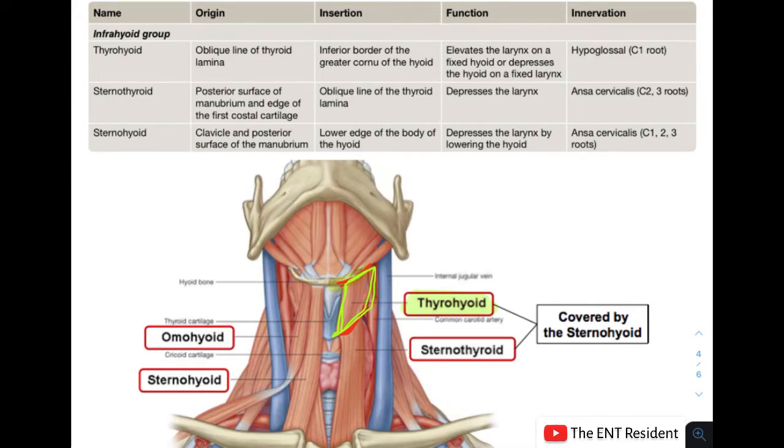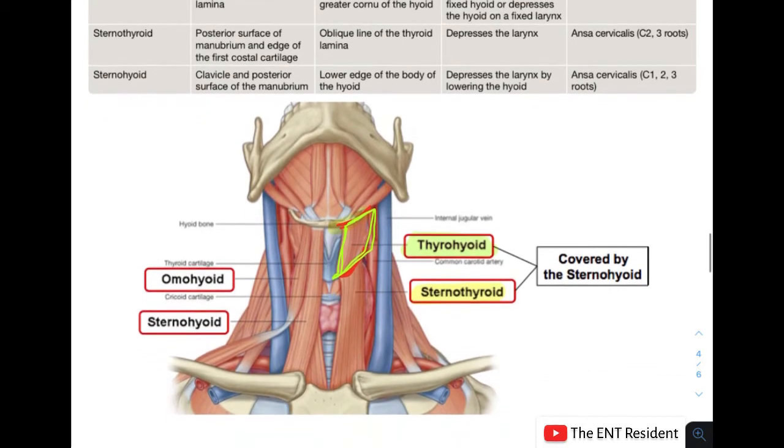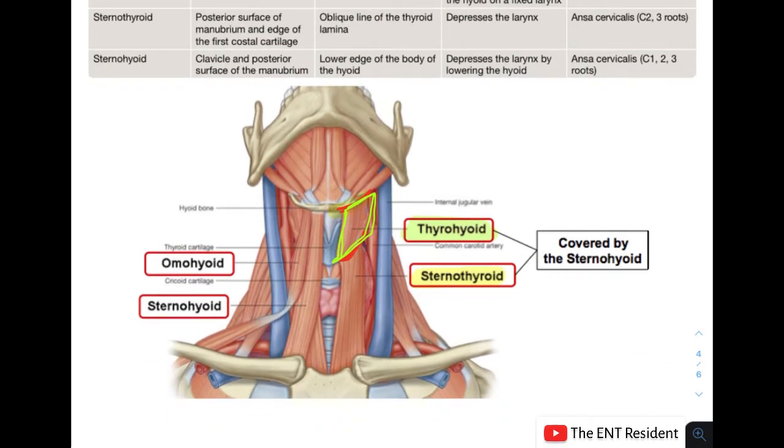Next comes the sternothyroid muscle. As you see, this is the sternothyroid muscle. This muscle takes its origin from the posterior surface of the manubrium and the edge of the first costal cartilage. This is the manubrium. So from the posterior surface of this manubrium and from the first costal cartilage, it takes its origin and it goes above and gets inserted into the thyroid lamina's oblique line, as over here. So this whole muscle over here is the sternothyroid muscle. This muscle helps in depressing the larynx and is supplied by the ansa cervicalis.